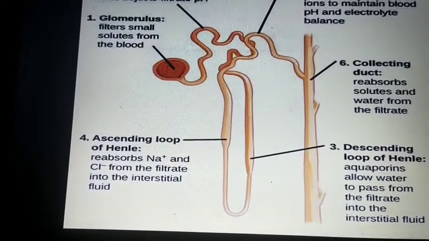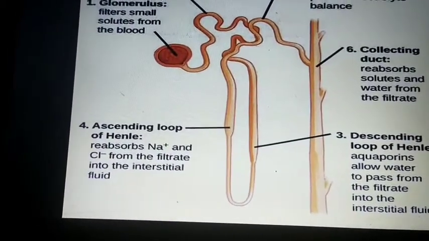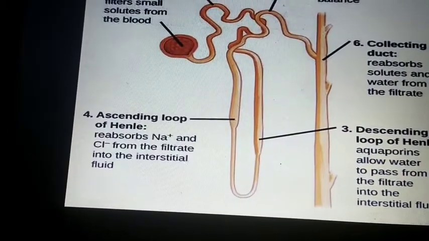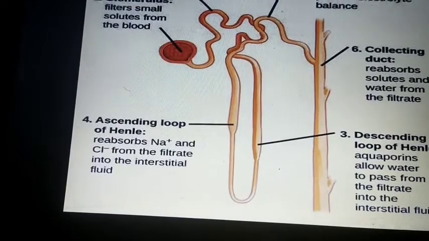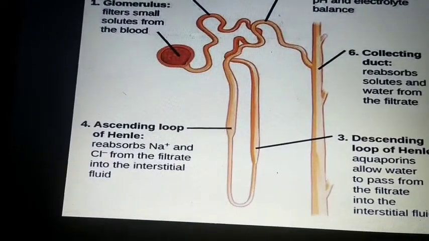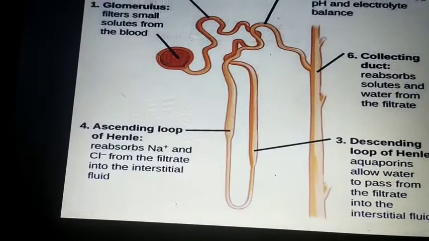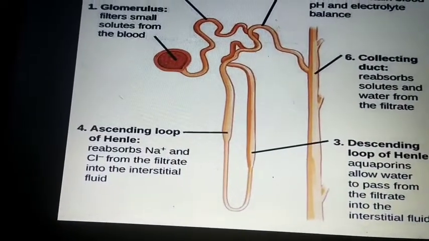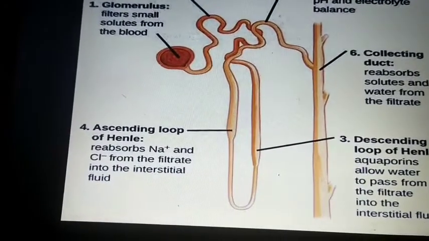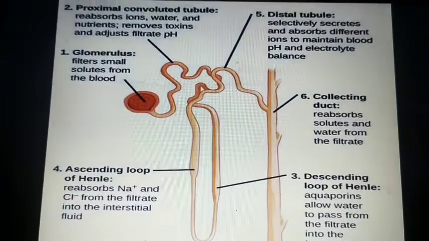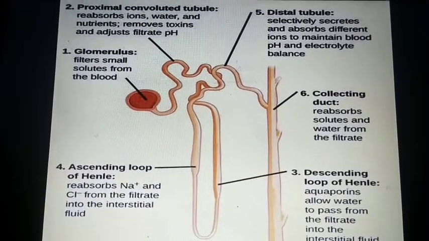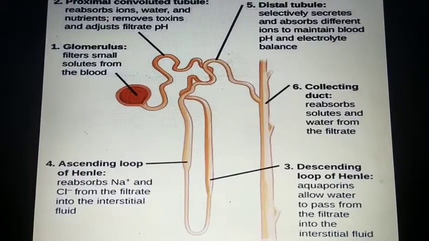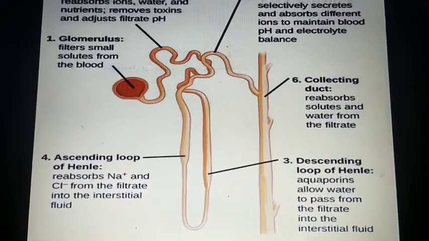In the descending loop of Henle, aquaporins allow water to pass from the filtrate into the interstitial fluid. There is reabsorption of water. And in the ascending loop, there is reabsorption of sodium and chloride from the filtrate into the interstitial fluid. And in the distal tubules there is selective secretion and absorption of different ions to maintain the blood pH level and electrolyte balance.